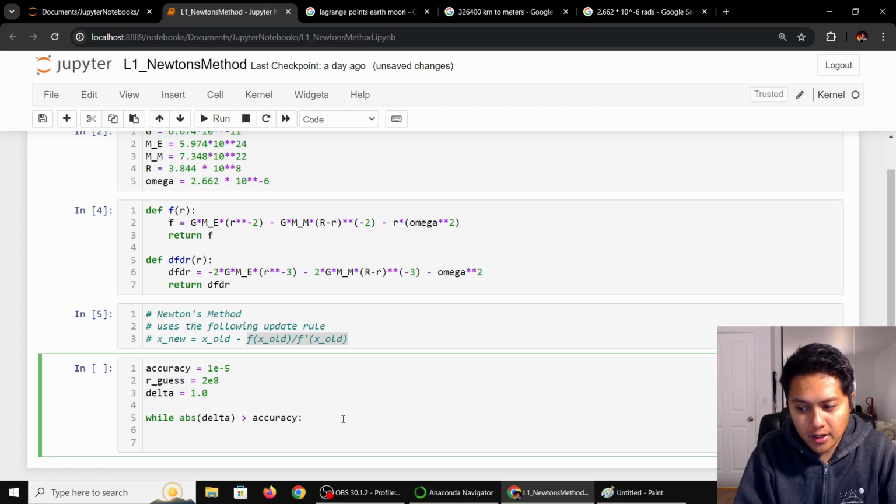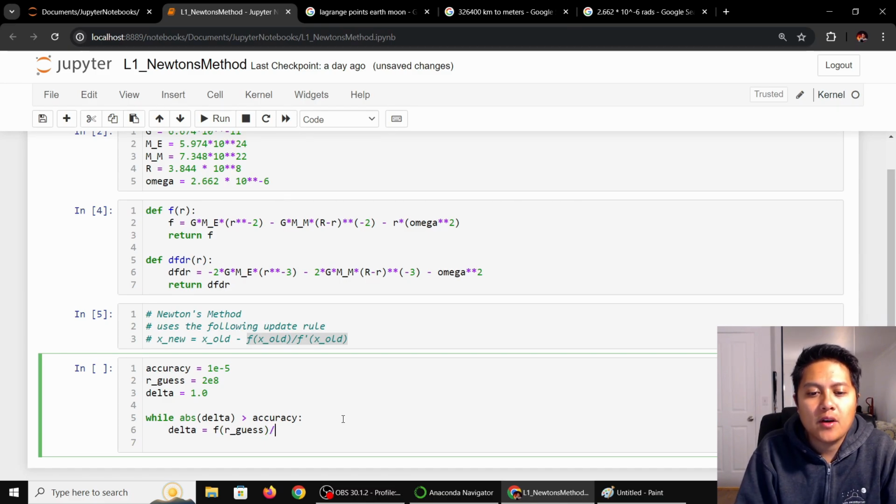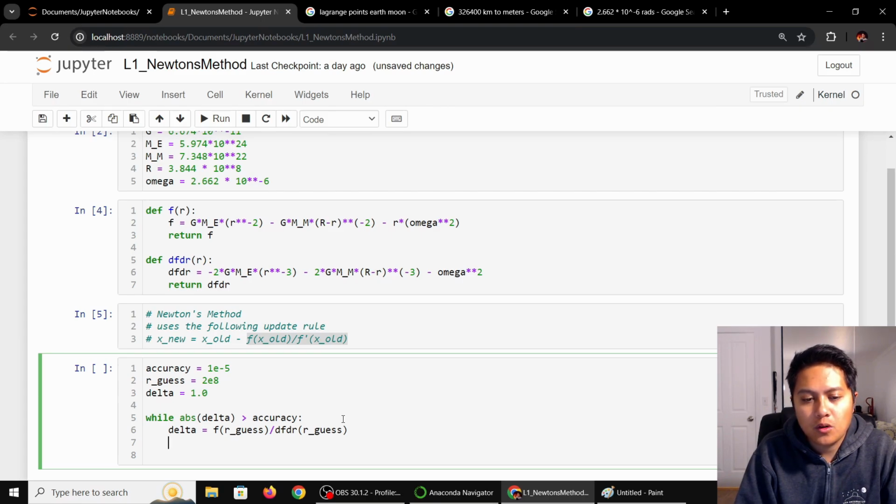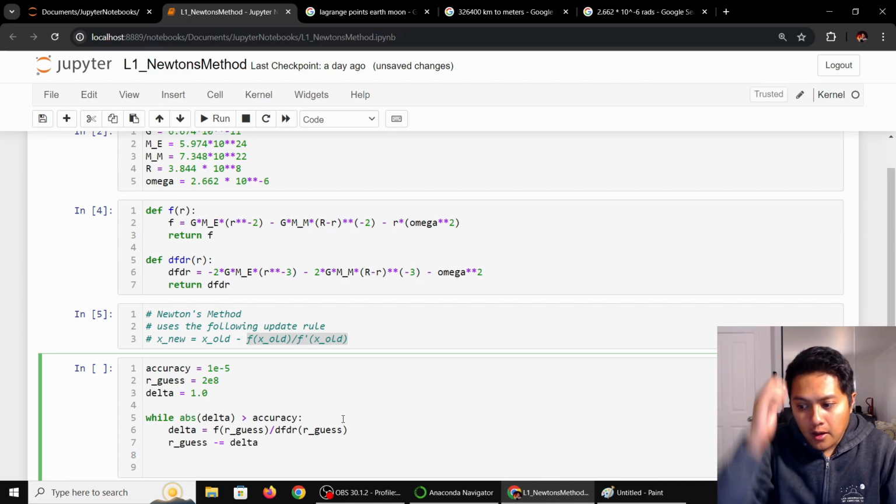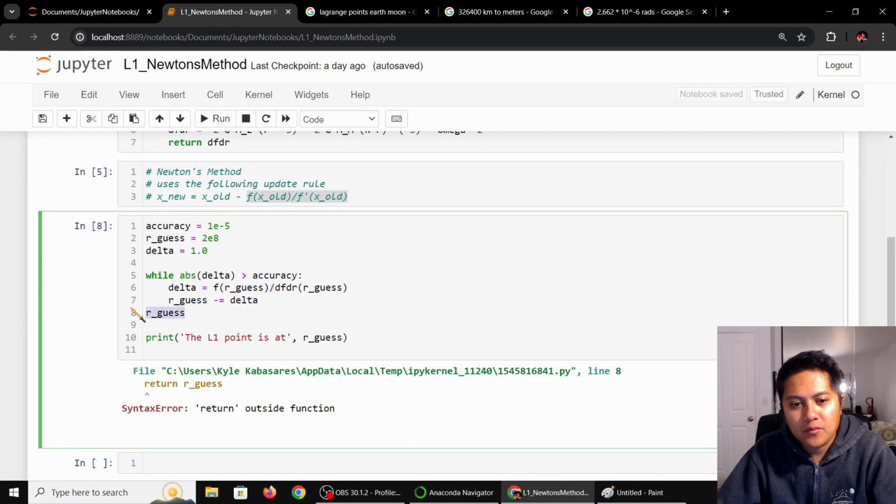We want to do the following. Delta will equal f of our guess divided by df dr, our guess. And then our guess is equal to our guess minus delta explicitly, which I could have just written as minus equals delta, same thing. Okay, let's try this.